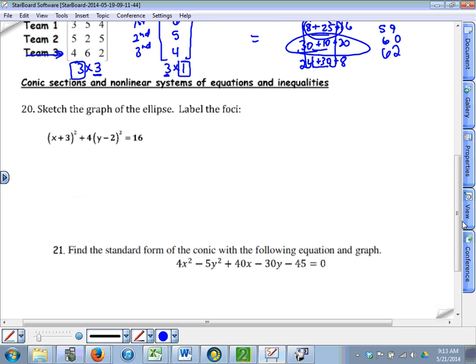Okay, moving on. I know that was kind of quick with the calculator. If you're wondering, I can help you with TIs. I can't help you with Casios. I don't know how they work.